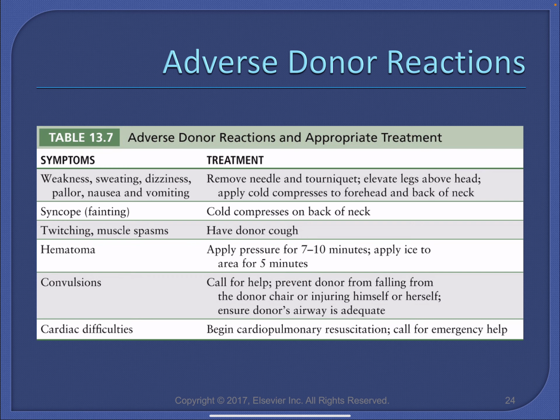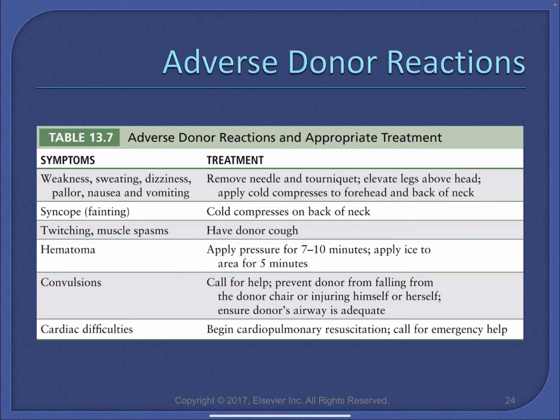So treatment should occur at the first sign of a reaction, and all of the instructions for handling donor reactions, including all the emergency procedures and medical treatment, have to be available to the staff when they train to be phlebotomists for blood centers. So again, some vasovagal symptoms like weakness, sweating, dizziness, nausea, vomiting. Some patients faint. Some patients feel twitching and muscle spasms. They start to also form hematomas.